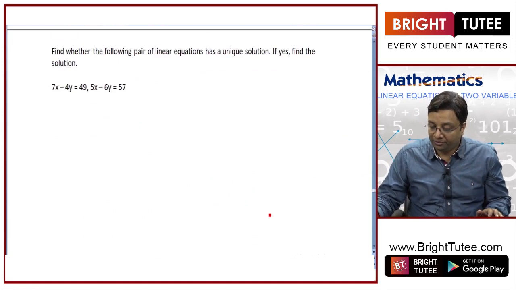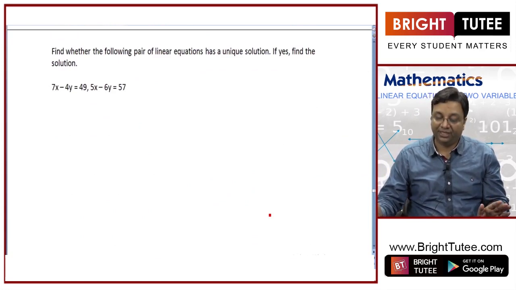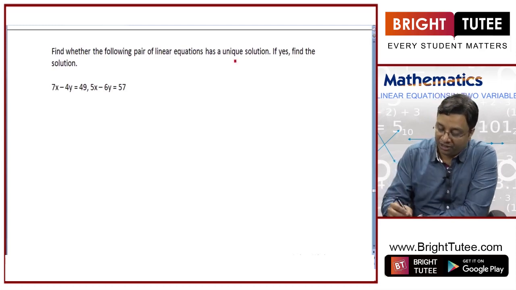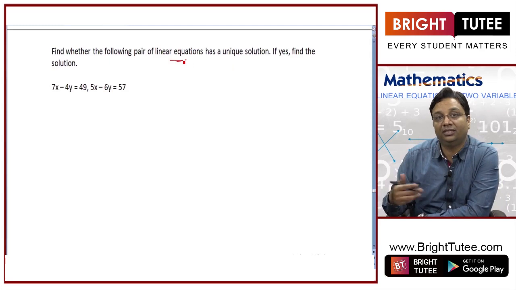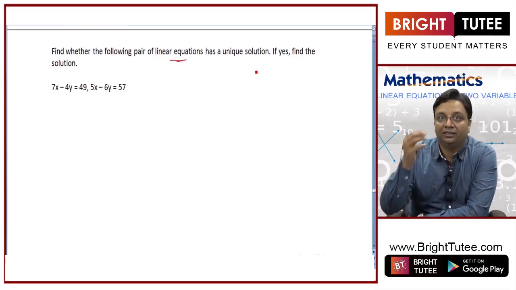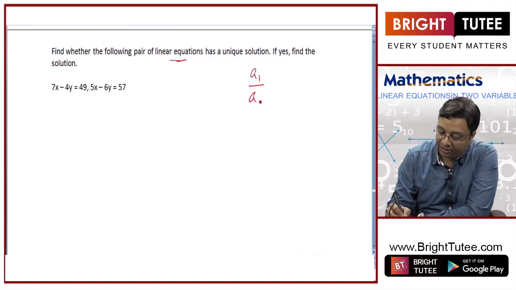Find whether the following pair of linear equations has a unique solution. If yes, find the solution. What was the method to find whether the equation has a unique solution, infinite solutions, or no solution? We compared the ratios of coefficients, right? We compared the coefficients like this, b1 by b2.